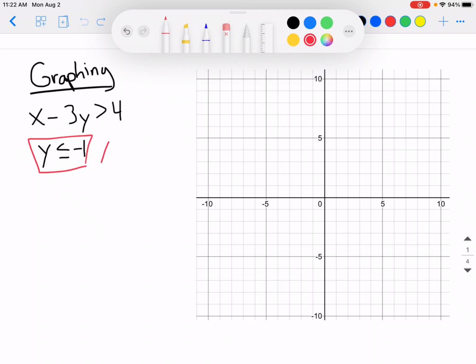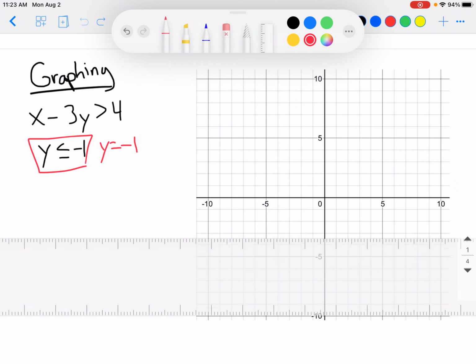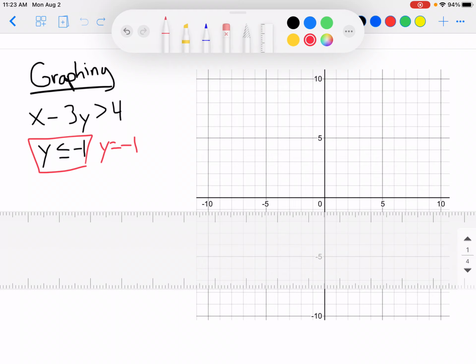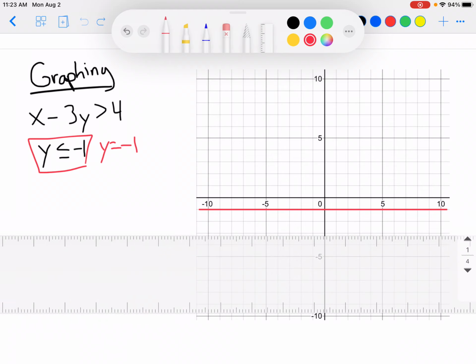We can think of this as y equals -1, which is just going to be a horizontal line at -1 on the y-axis there. So let me draw that right there. Perfect. And since it is less than or equal to, it's going to be a straight line, not a dashed line, or a solid line, I should say. And since it's less than, we'll be shading beneath it. We want values that are smaller than -1, which we would find below -1.